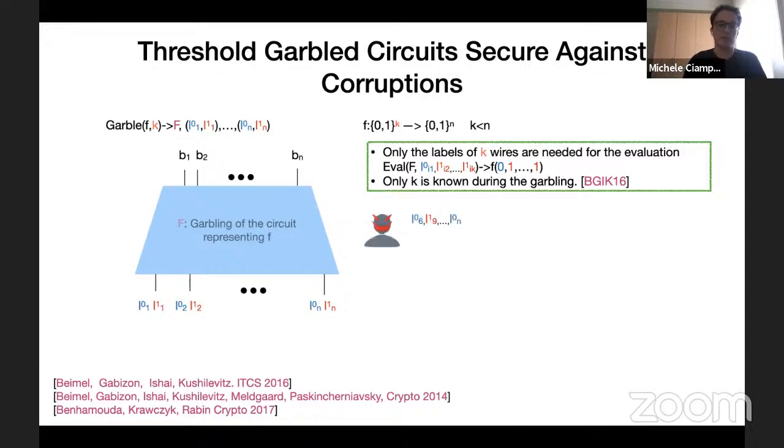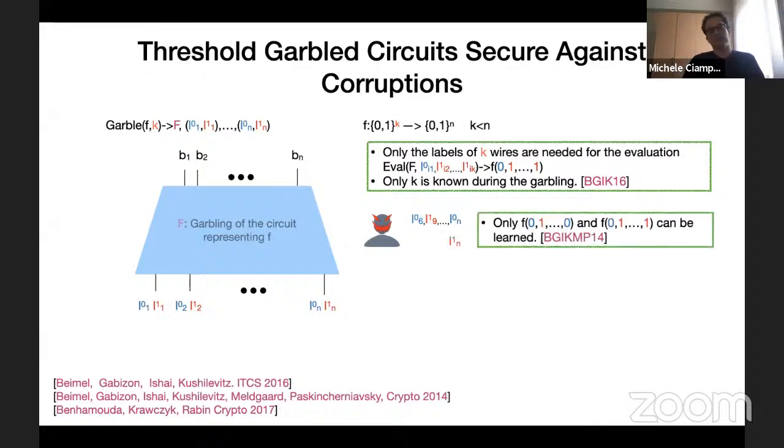This is something that is needed only for the evaluation. And the other property is that if, for example, the adversary corrupts an input position, by which I mean that he gets a pair of labels for some wire, like in this example, he gets two labels for the last wire, then the only thing that the adversary learned is the function and the output of the function on this set of labels. So in this example here, it will only be able to switch the last input of the function.